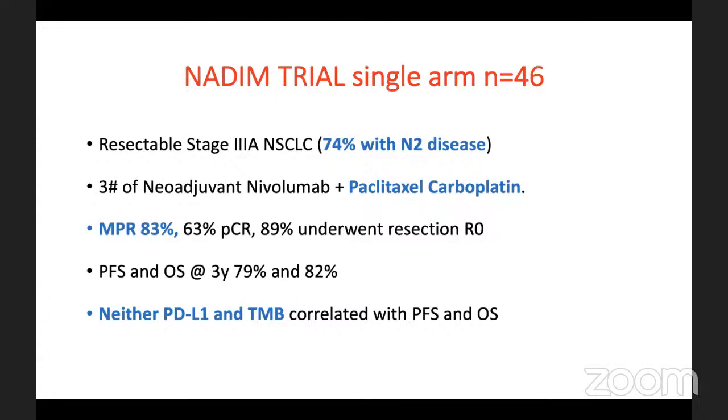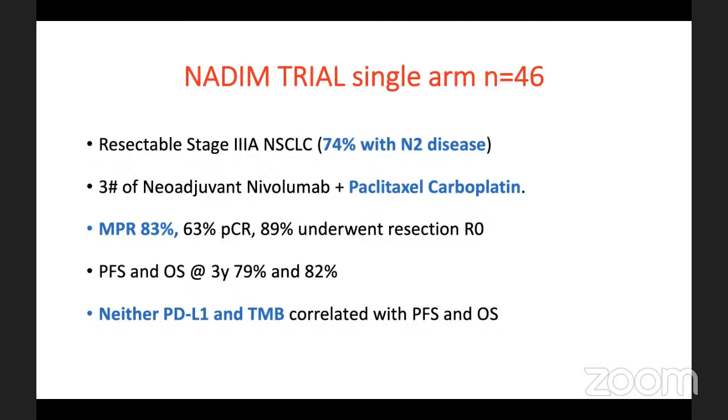Looking at the data, immune checkpoint inhibitors were initially tried in the single-arm NADIM trial, with only 46 patients, many of them with N2 disease, where 3 cycles of neoadjuvant nivolumab were added along with paclitaxel carboplatin, and they saw a major pathological response. Major pathological response is the presence of less than 10% viable tumor cells on the histopathological specimen, which was 83%, and 63% had a pathological complete response.